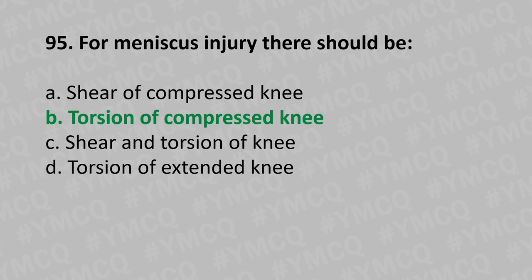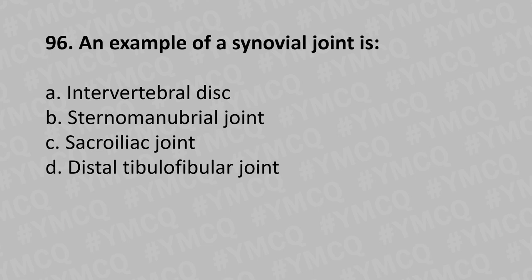An example of a synovial joint is option A, intervertebral disc. Option B, sternomandibular joint. Option C, sacroiliac joint. Option D, distal tibiofibular joint. And the answer is option C, sacroiliac joint. Moving to our 97th question.